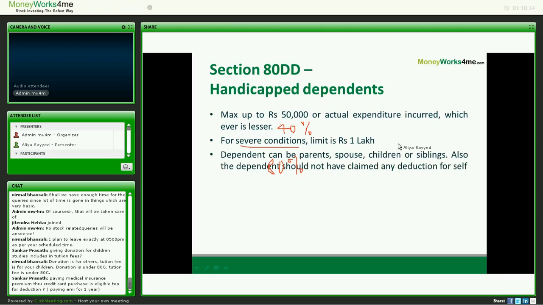Okay, like I said, dependents can be anybody: parents, spouse, children, or siblings. The only caveat is that the dependent should not have claimed a deduction for self. If the dependent claims a deduction for self, then you cannot reclaim it under your tax return. And like I said, it can be anything: treatment, training, insurance, anything.